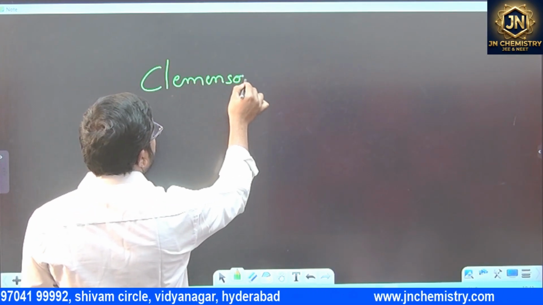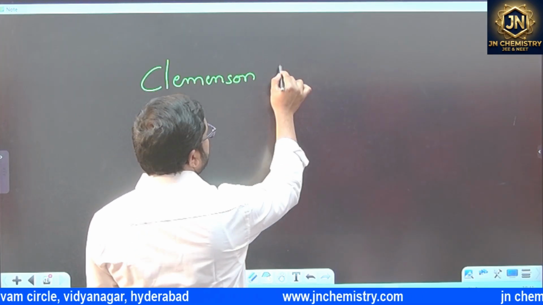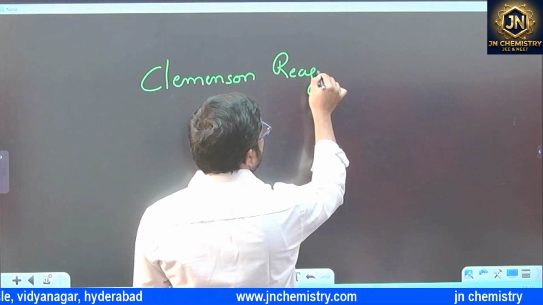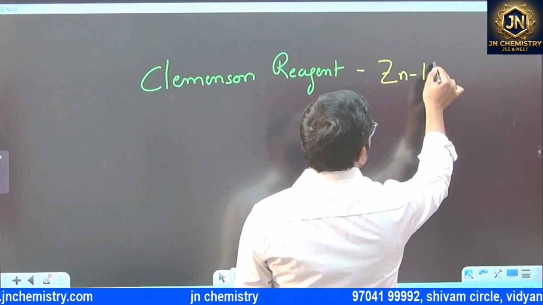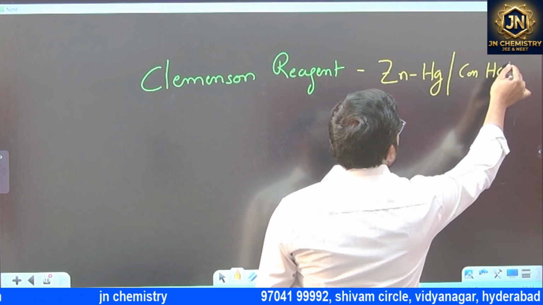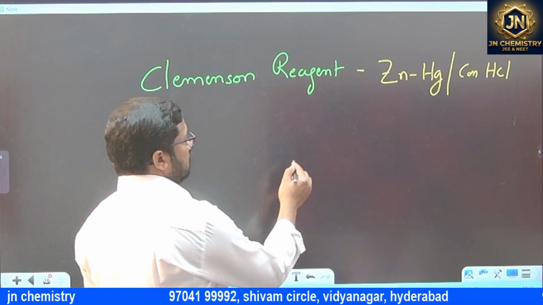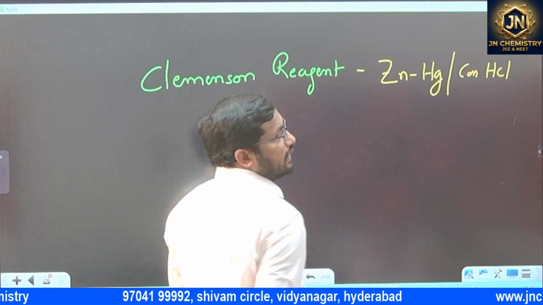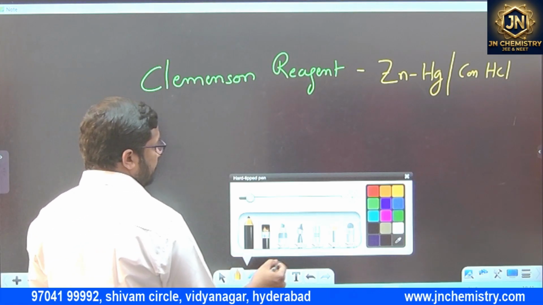Clemmensen reagent. What is a Clemmensen reagent? Zinc amalgam in presence of concentrated HCl. Zinc amalgam, Hg we call as amalgam. Zinc amalgam in presence of concentrated HCl.